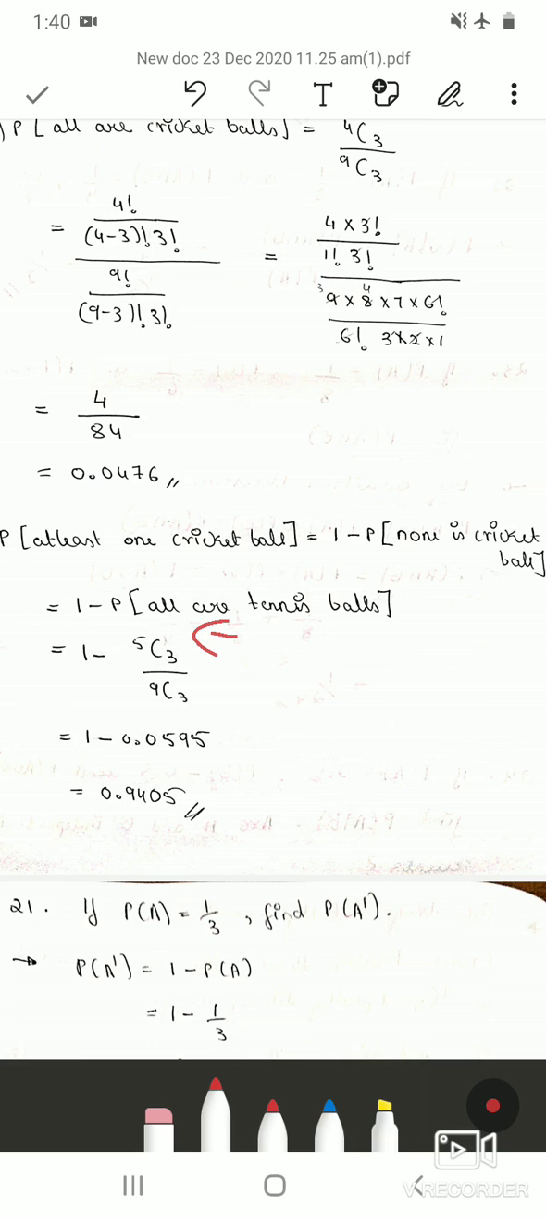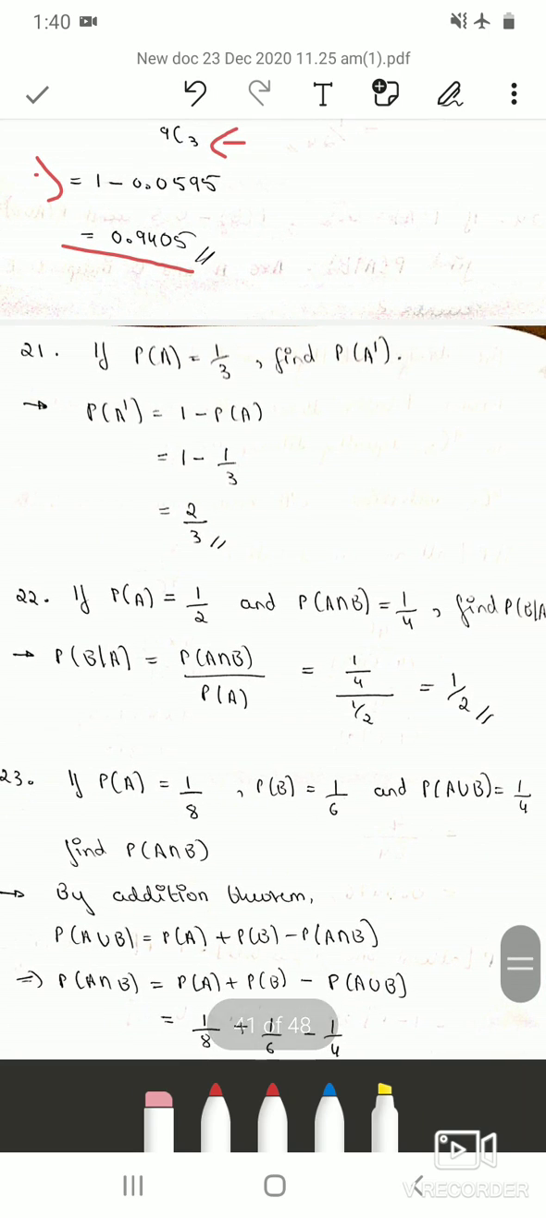Because there are 5 tennis balls, among these we are choosing 3 balls. So 5C3 divided by total number of balls, which is 9, and among them we are choosing 3 balls, therefore 9C3. Solving 5C3 divided by 9C3, we get 0.0595. Therefore the probability of getting at least one cricket ball is 0.9405.